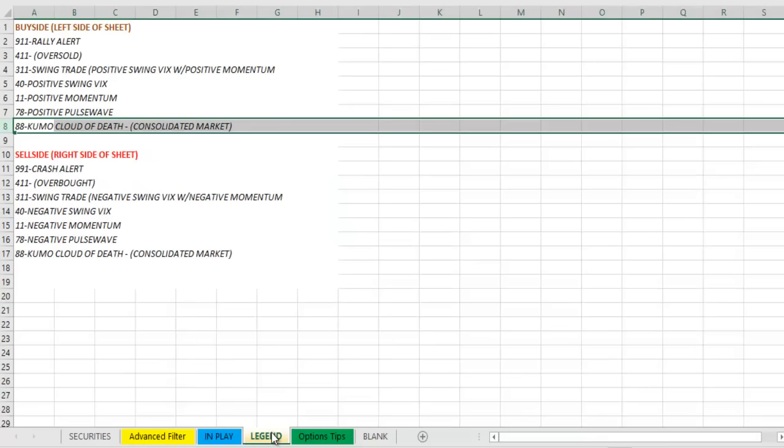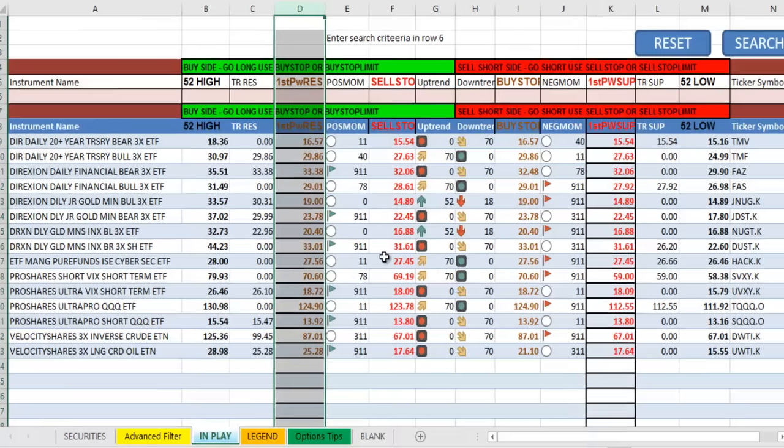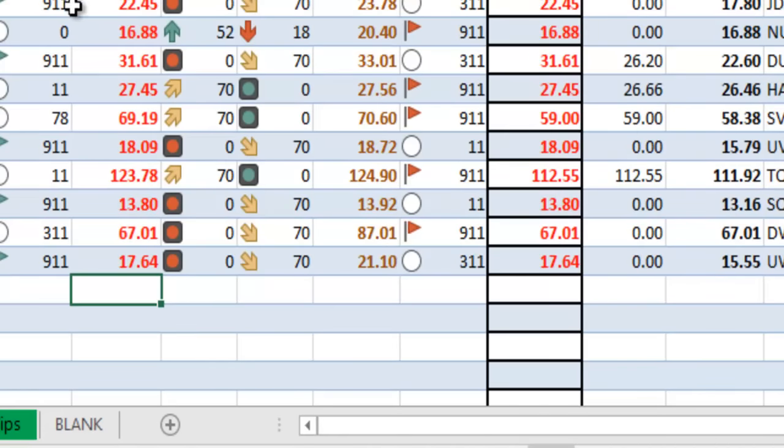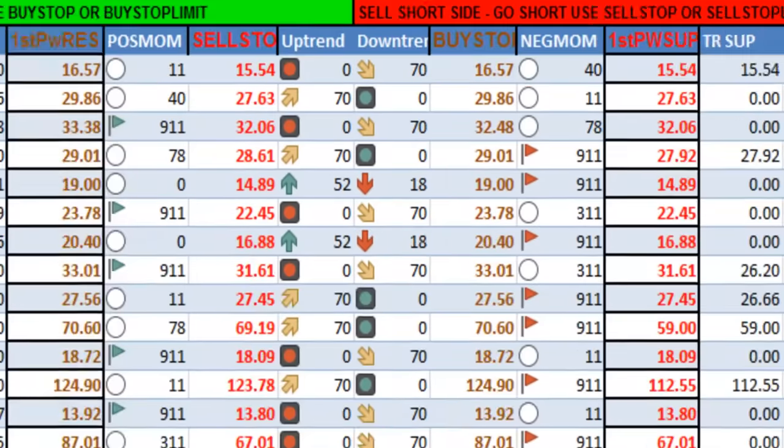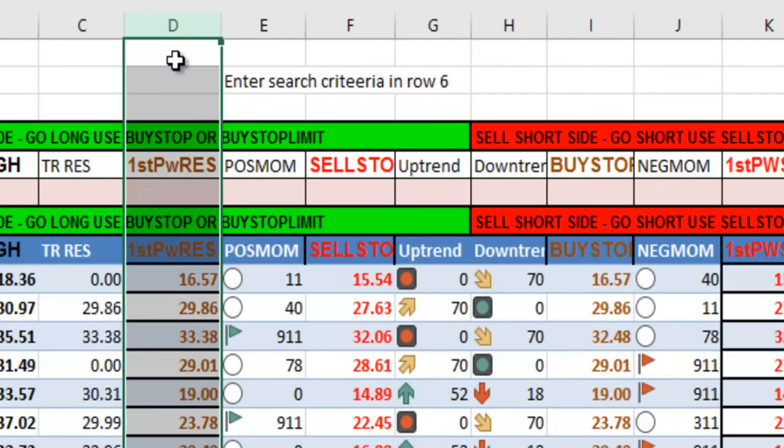Again, here's your legend, breaking down what each thing means. So basically, you could say a few things about these alerts, but really the focus should be on the pulse waves. That's really the bread and butter of the system. Everything else is just there as a guide so that all the chart work and analysis and fundamental analysis, everything that can be known and will be known is already factored into the price, hence the pulse waves.